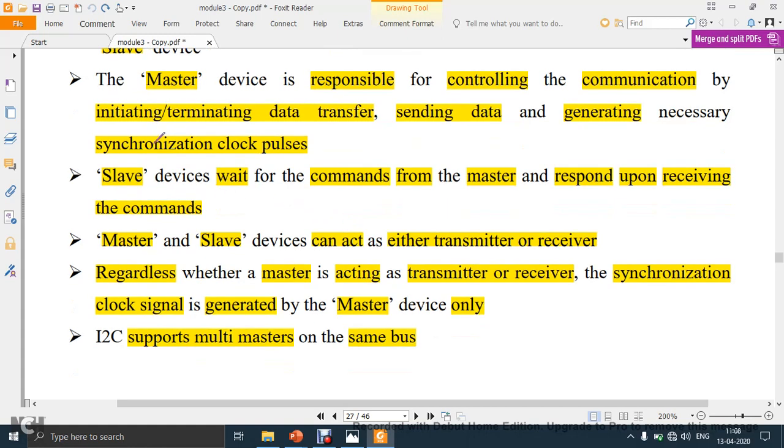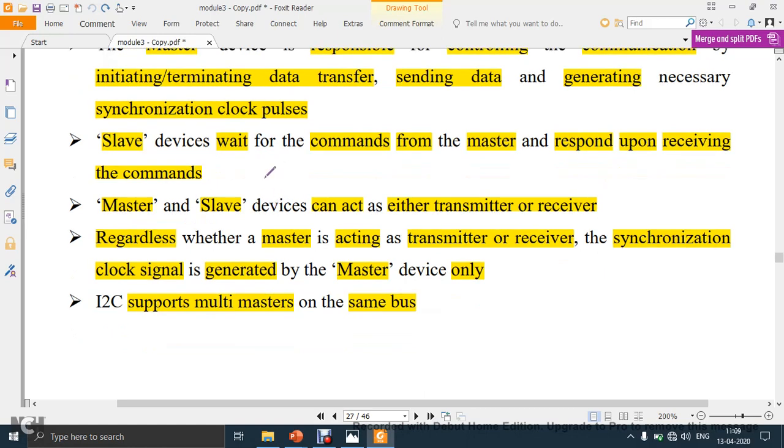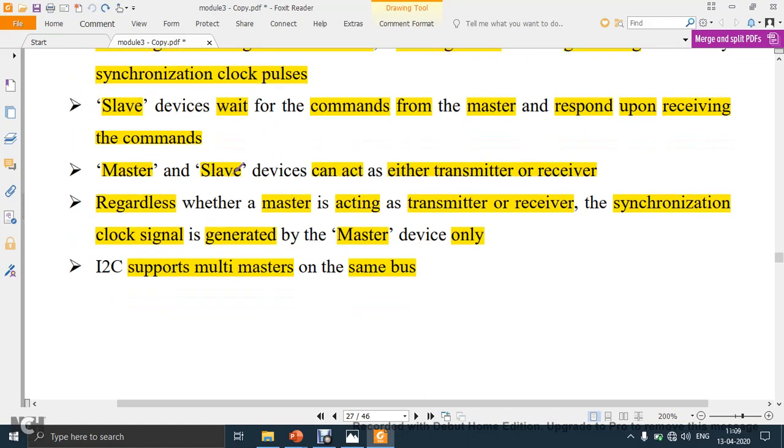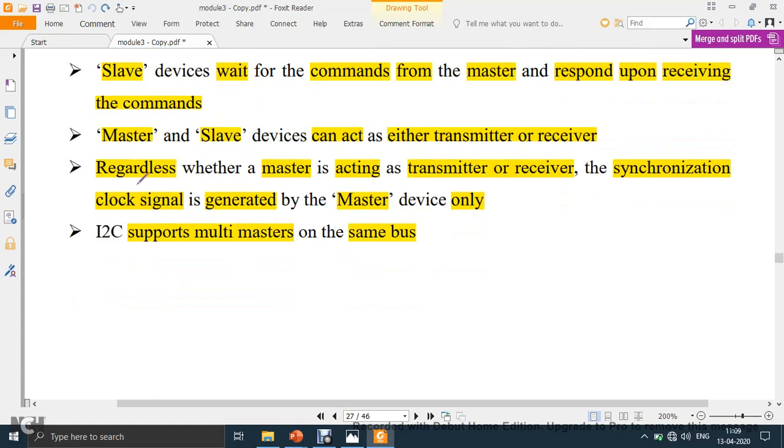Once the master initiates the communication, the slave device waits for the commands from the master. The slave does not do anything, it only waits for the command from the master. Once the commands are received, it will respond by sending acknowledgements to the master saying that it has received so and so commands. Acknowledgements are very necessary because the master has to know whether the transmission was successful or not.